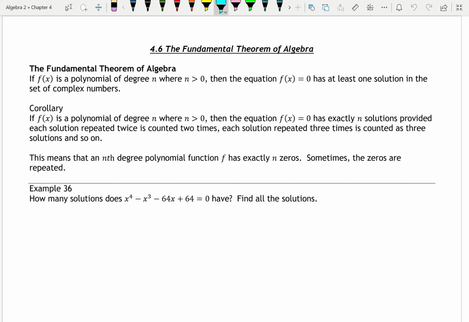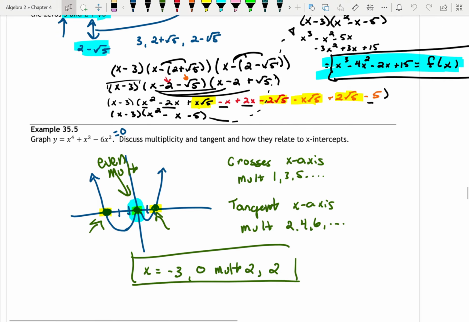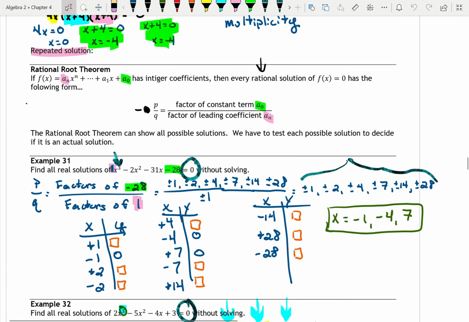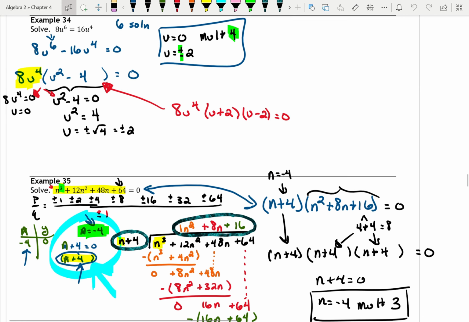All right, we're looking at 4.6, the fundamental theorem of algebra. So just to review, back in the last section, we were on 4.5, and this one I believe was called solving. Was it called solving? It was a long one. Solving, yeah. So plain old solving and the fundamental theorem, they go together.